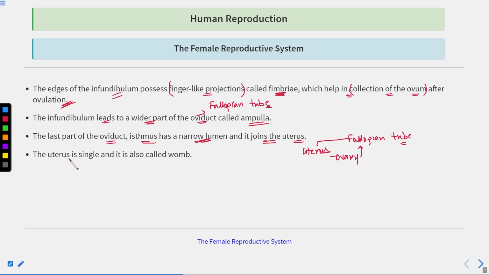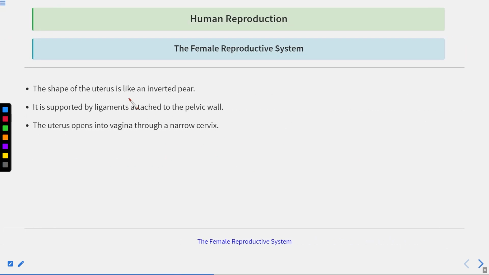Now what is the uterus? The uterus is single and it is also called the womb. Clear? The shape of the uterus is like an inverted pear. Here it looks like the inverted pear and it is supported by the ligaments attached to the pelvic wall. Now the uterus opens into the vagina through a narrow cervix.